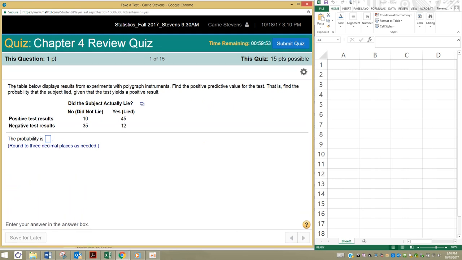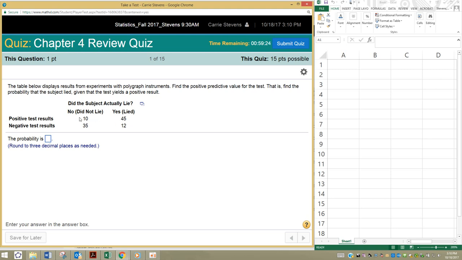Okay. The table below displays results from experiments with polygraph instruments. Find the positive predictive value for the test. That is, find the probability the subject lied given that the test yields a positive result. All right, so it says here, I want the probability that the subject lied given that the test yields a positive result. So I'm only interested in people who have positive test results, which is the top row here.